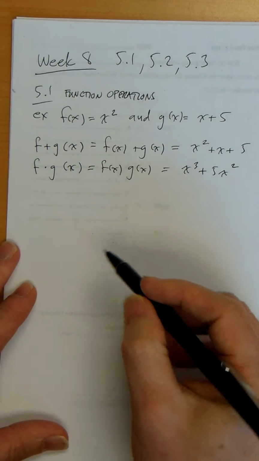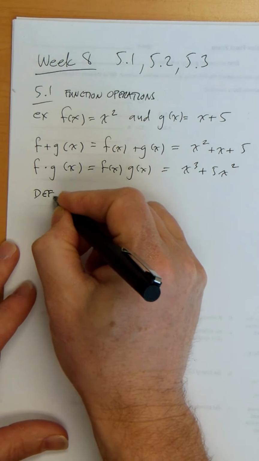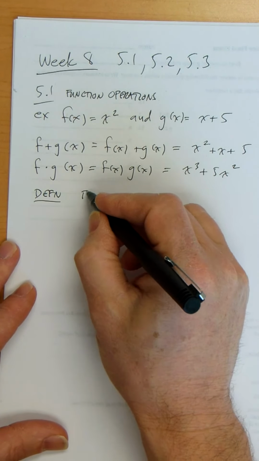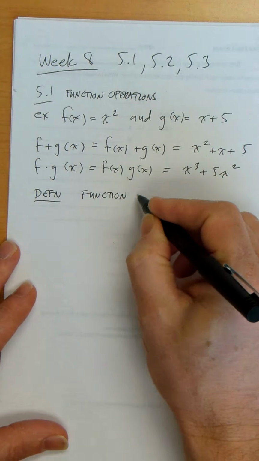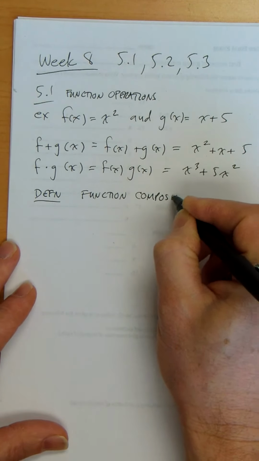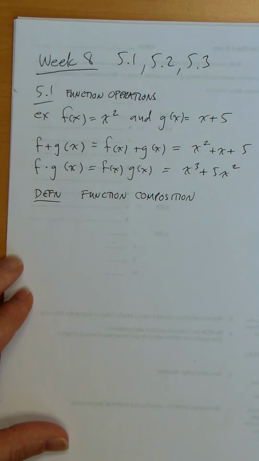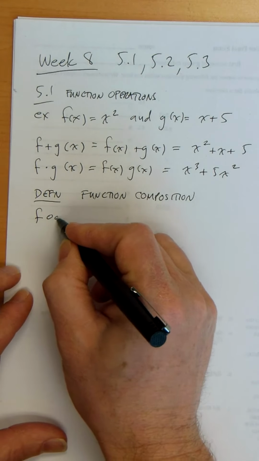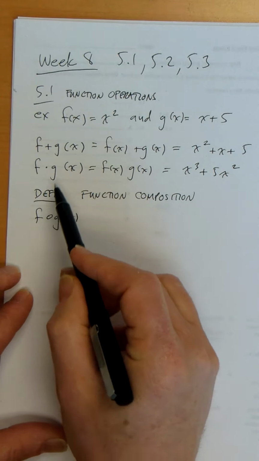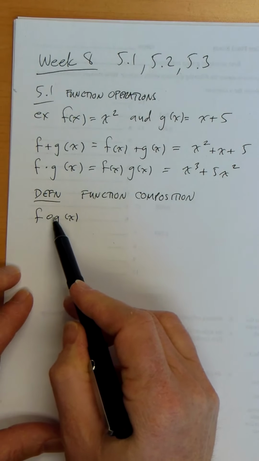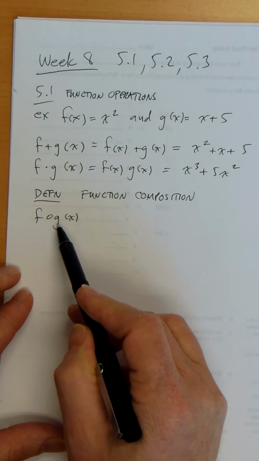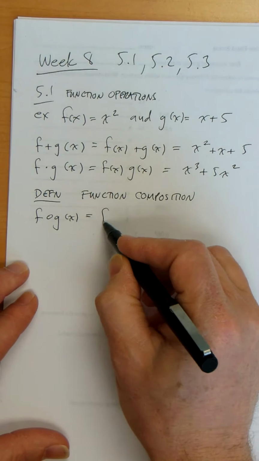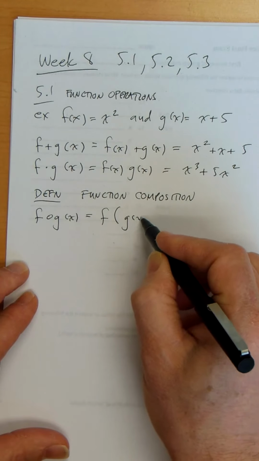Okay, but now we want to add an important definition, function composition. Composition of functions is really a new operation between functions. Definition: f composed with g of x. So now instead of a dot like I'd use for multiplication, this is an open circle for f composed with g, or the composition of f with g of x. This is defined to be f of g of x.